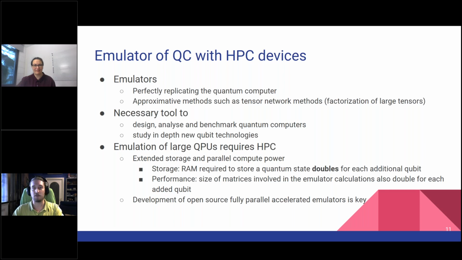And today I will speak about emulators for quantum computing in HPC devices. So first of all, what is a quantum computer emulator? With a quantum computer emulator, we mean software that can emulate the behavior of a quantum computer. To think about it, the simplest idea is to create software that implements the same mathematical procedure that you do on paper to write a quantum circuit. If you implement this computation on a classical computer, you obtain a simple and very efficient emulator for a quantum computer.